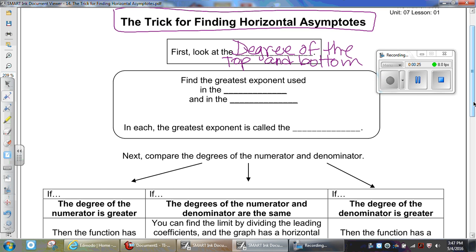And we already know rational functions are made out of polynomials, right? So you will have a degree on the numerator and a degree on the denominator. So the degree is actually the greatest exponent. Do you guys remember that? So find the greatest exponent used in the numerator and also in the denominator. They might be the same or they might be different. One might be higher than the other.